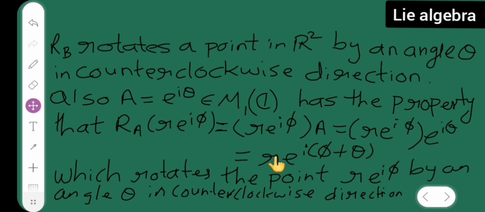Now this is equal to r e raised to power i, i is common in this, then you have to say phi plus theta. This phi plus theta. After writing this, you have to say which rotates the point r e raised to power i phi. So which point does it rotate? This inside point, by an angle theta in counterclockwise direction.